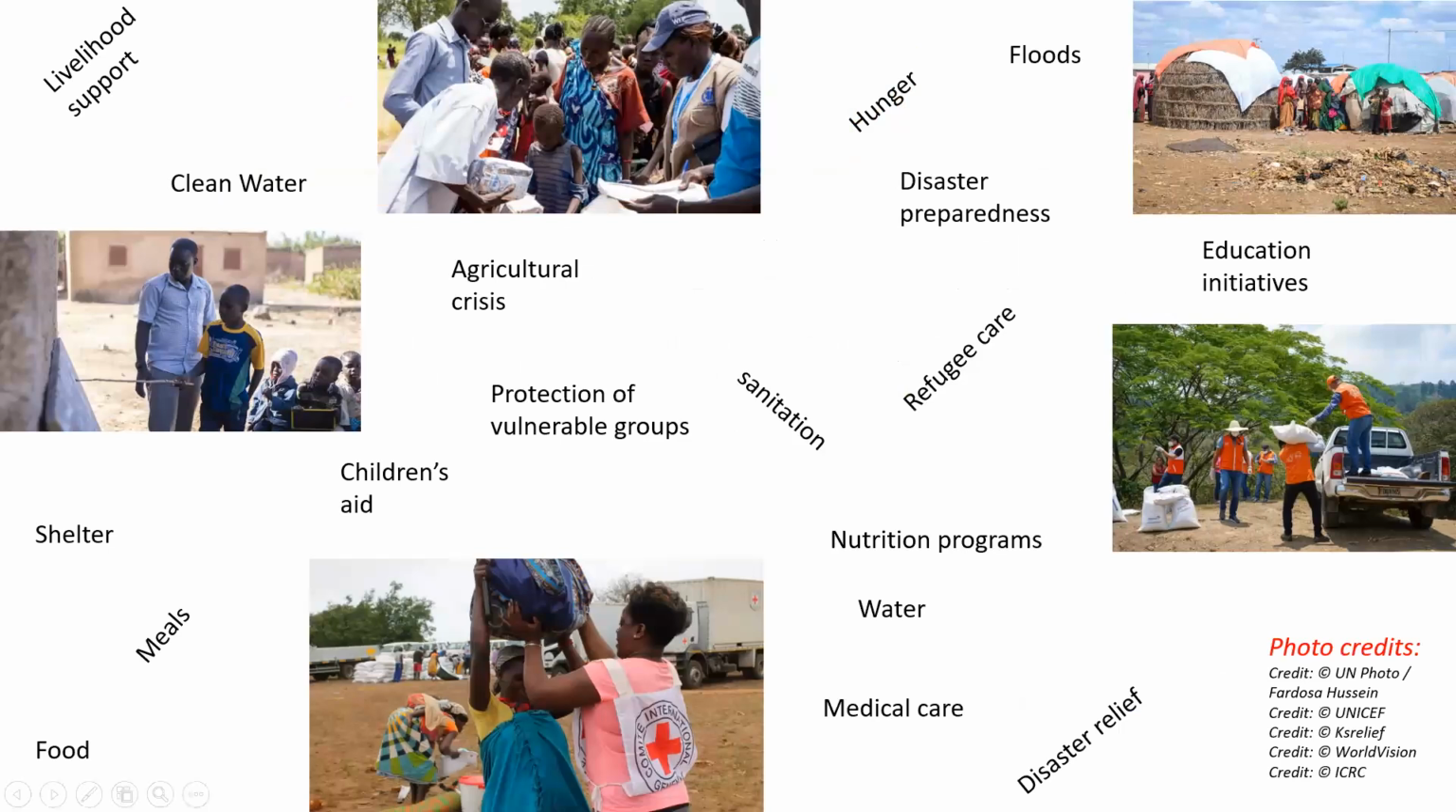On this screen I've shared, I have just a word wrap on what the humanitarian sector does in general. And you can see we have livelihood support, provision of clean water, agricultural crisis, refugee care. So this list is endless. And maybe the question that we need to ask ourselves is: how is the approach in doing these tasks?